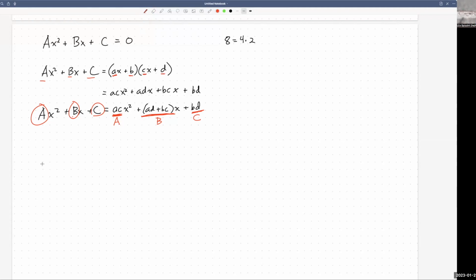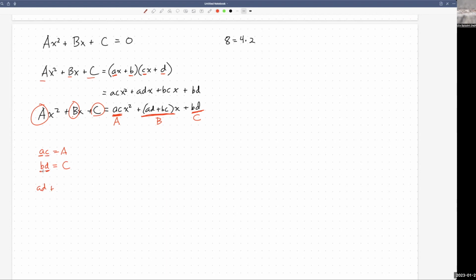Well, according to this map, the product of a and c has to equal capital A. In other words, we look at that coefficient of x squared, and we have to choose among the factors of it for lowercase a and c. When we choose b and d, we have to choose them so that they multiply into capital C. Okay. And then finally, we have to pick one from each. So we take a from this factor set and d from this factor set and get their product.